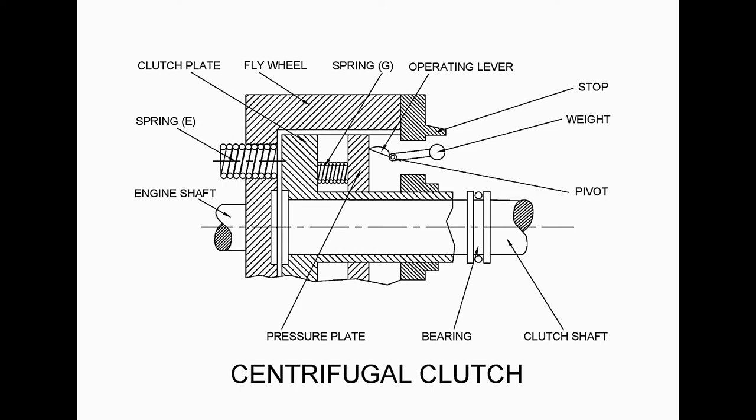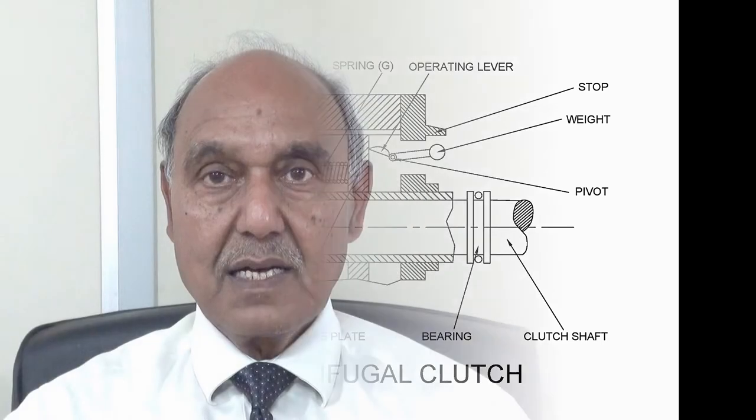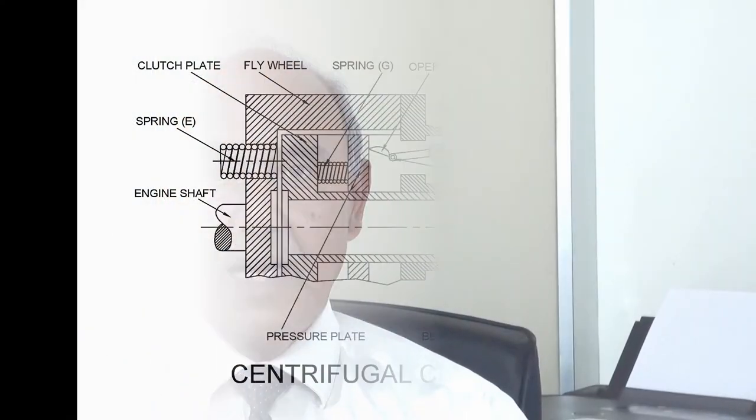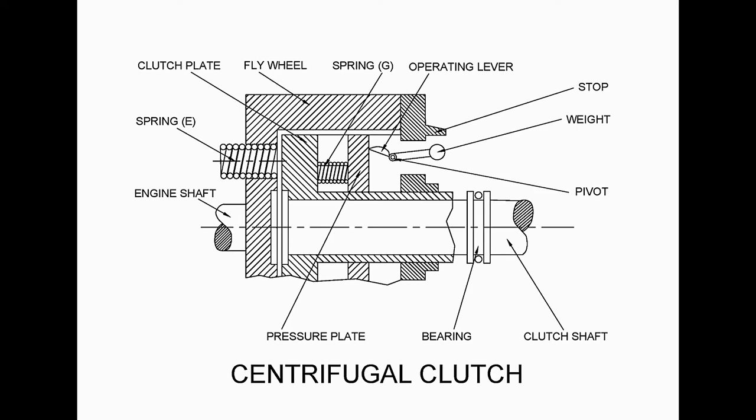The weight, which is on right hand side, is pivoted as shown, and it has got an operating lever on the other side. The operating lever is in contact with the pressure plate. There is a stop in the form of projection on right hand upper side. Now this is a section view, so we find spring E and spring G. The fact is that the number of springs may be 4, 6 or 8 depending upon the size of clutch, and they are placed uniformly over the disc.